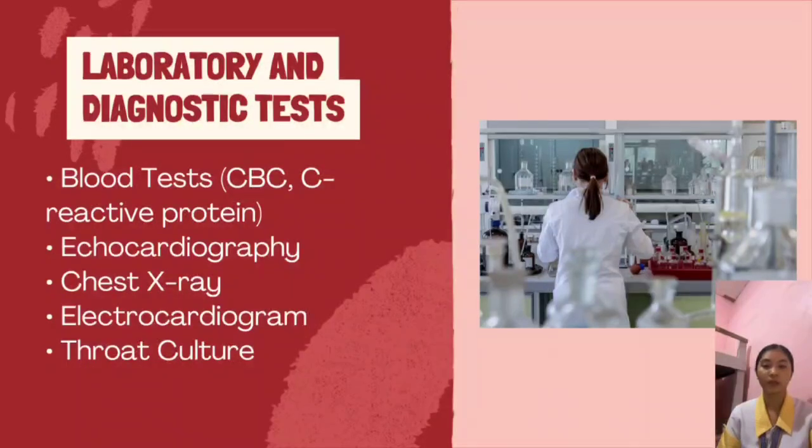Next, we have electrocardiogram or ECG. It records the heart electrical activity to detect arrhythmias or conduction abnormalities, which are common in rheumatic heart disease due to structural heart changes.